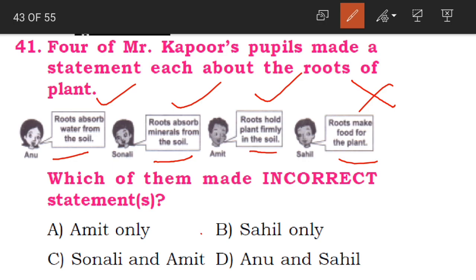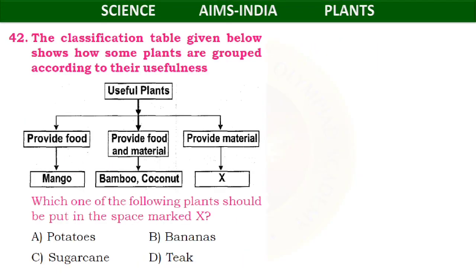Okay. So now B option, that is Sahil only. This option is the correct answer for our question. Clear, children? Now we'll go with the 42nd question.